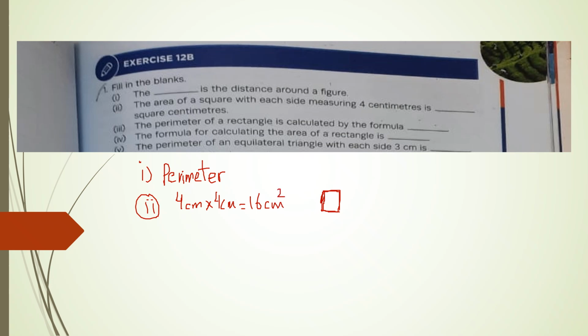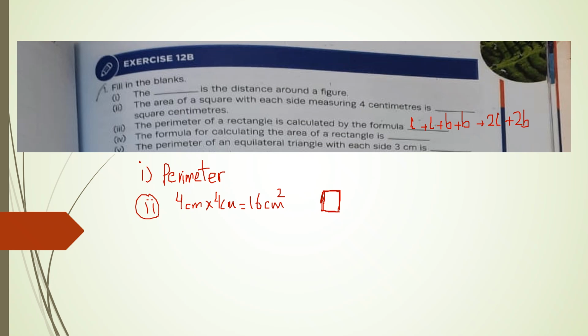Now coming to the third fill in the blanks, the perimeter of a rectangle is calculated by the formula. See, a rectangle has two opposite sides equal, right? So one side is L, another side is L. One side is B, another side is B. You can write the formula like this, as well as you can write it like there are two L's, right? So you can say 2L plus 2B, right?